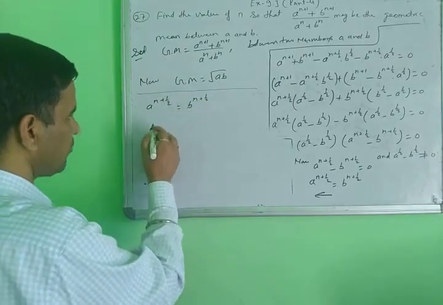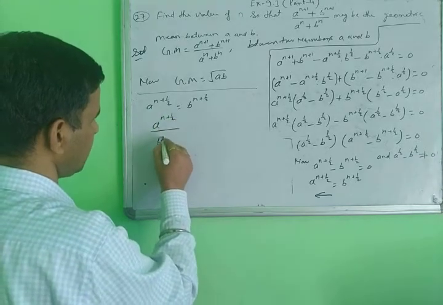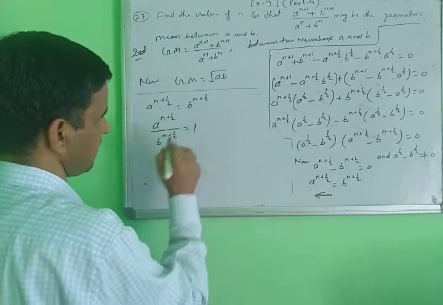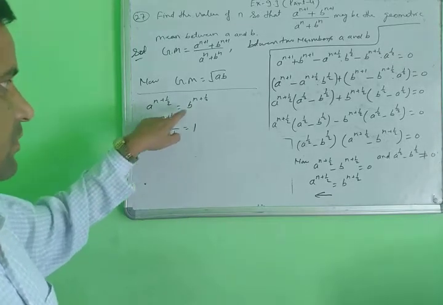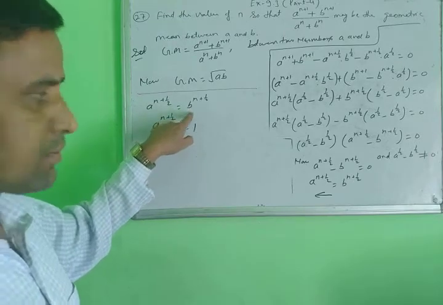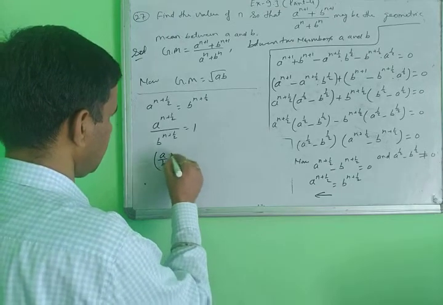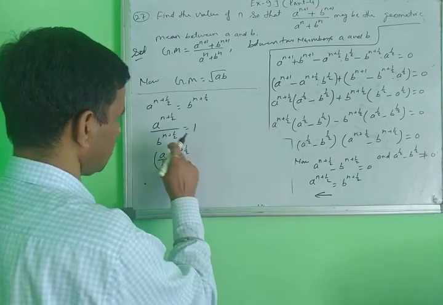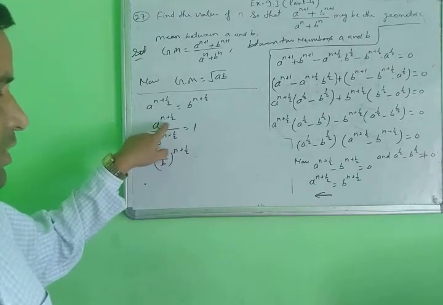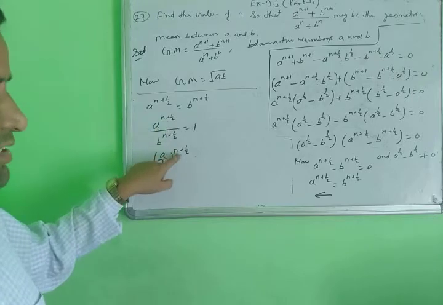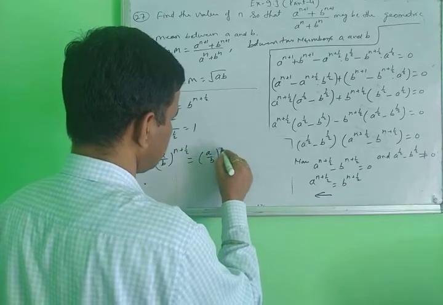So this we can divide: a exponent n plus 1 by 2 upon b exponent n plus 1 by 2. What is left here? 1. When this goes to the right side, it goes in divide form, and on the left is 1. Then you can take a upon b, the whole exponent n plus 1 by 2. The exponent here is the same on both. According to the law of exponents, you can write it as a single term. This equals 1, or you can write a upon b exponent 0.